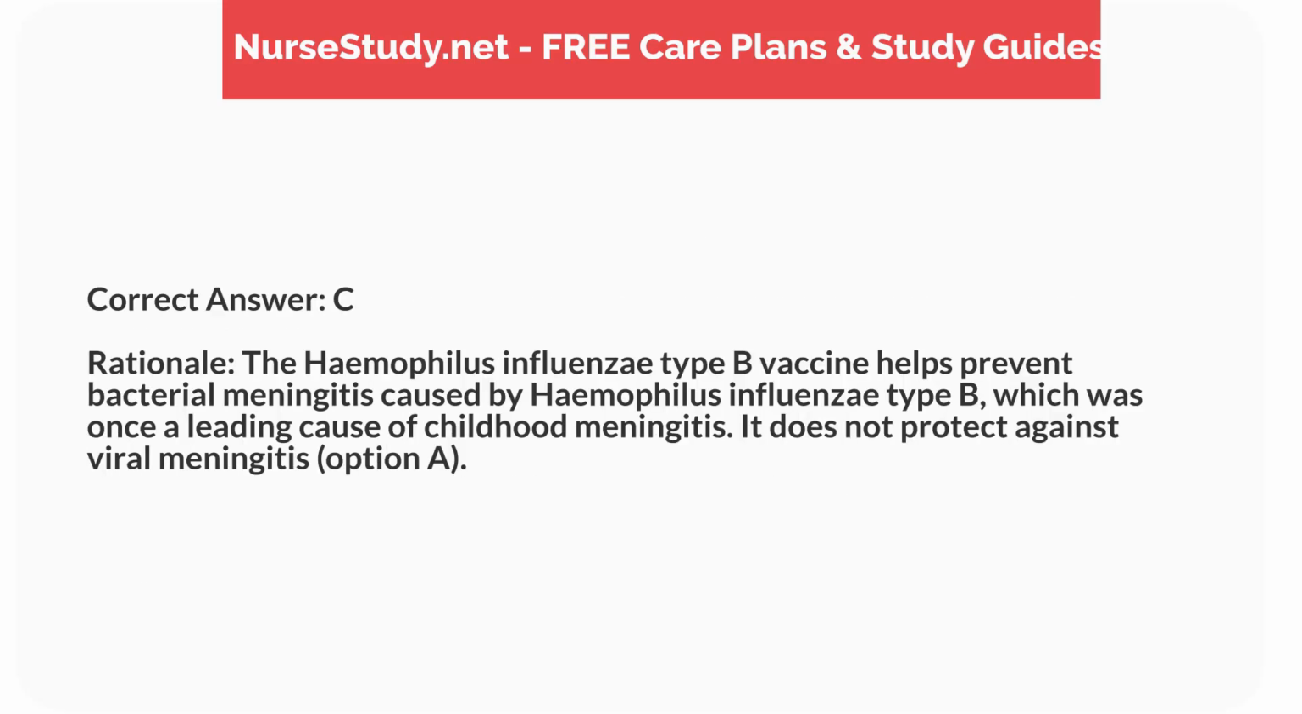Correct answer, C. Rationale: the Haemophilus influenza type B vaccine helps prevent bacterial meningitis caused by Haemophilus influenza type B, which was once a leading cause of childhood meningitis. It does not protect against viral meningitis, option A.